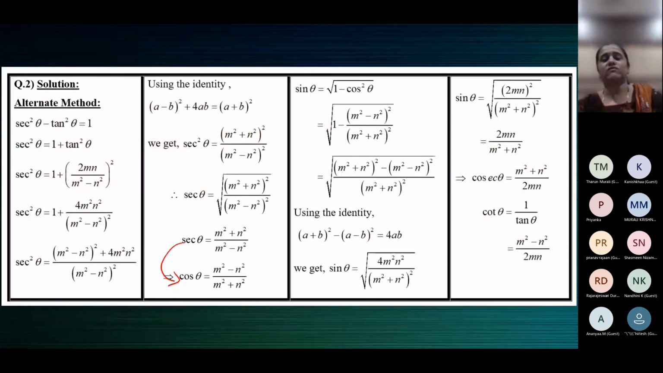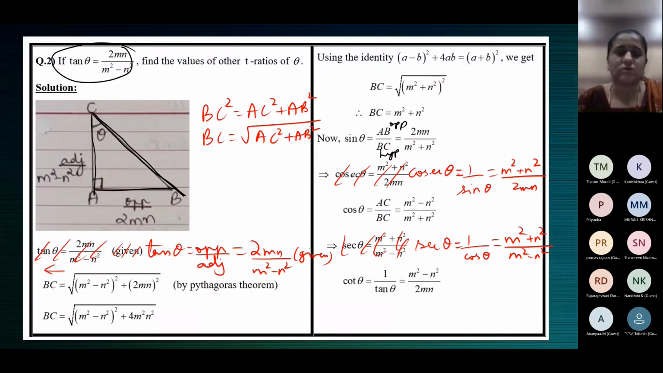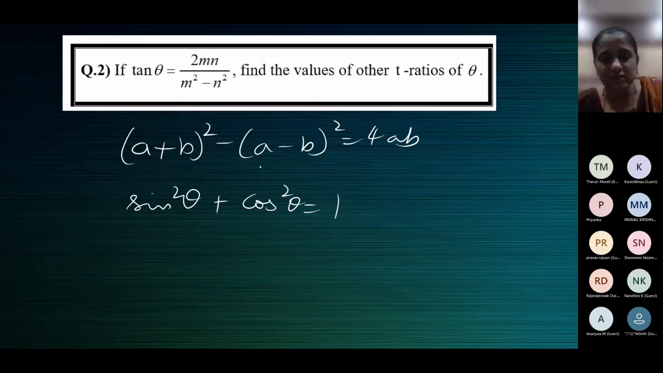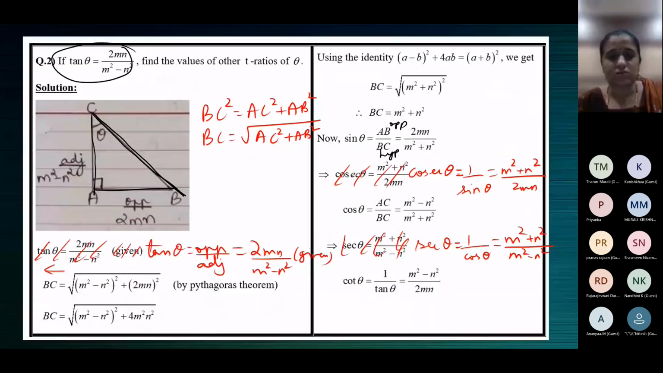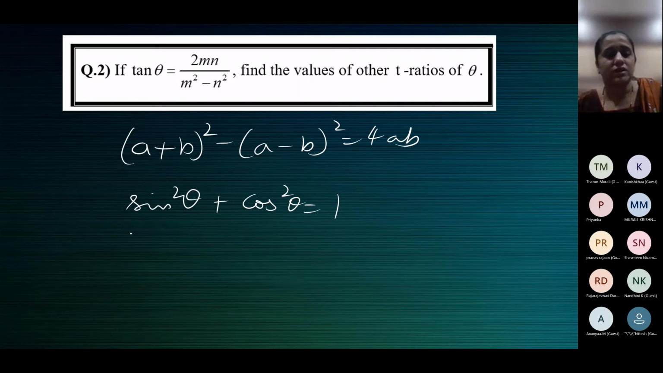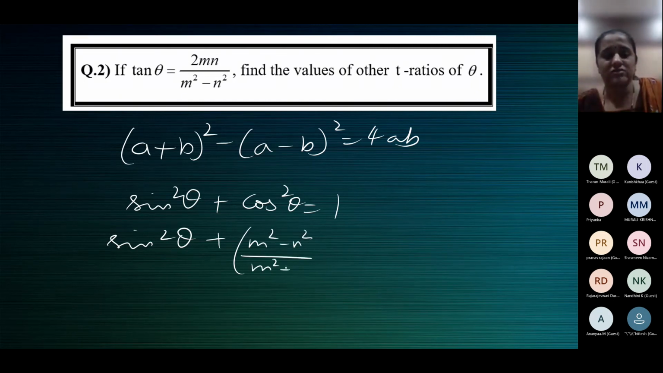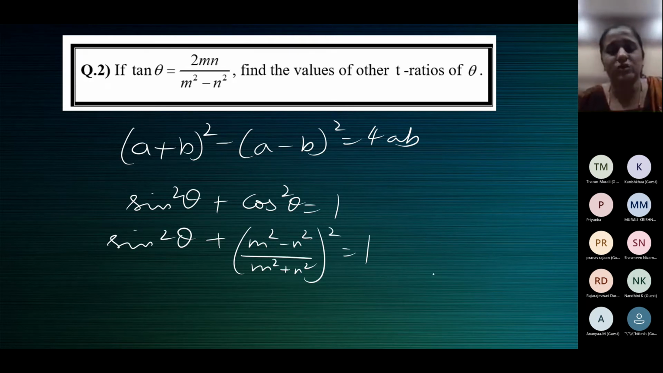Sine theta is equal to root of 1 minus cos square theta. Not that you should write that straight away. You can also write sine square theta plus cos square theta is 1. What is cos theta? m square minus n square by m square plus n square. So you can substitute here: sine square theta plus m square minus n square by m square plus n square, the whole square, is equal to 1. Now you just have to work this out and find the value of sine theta.